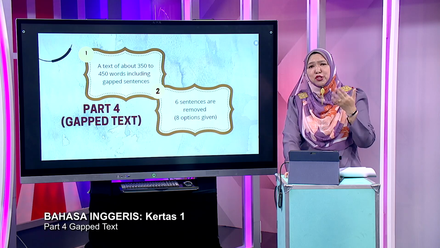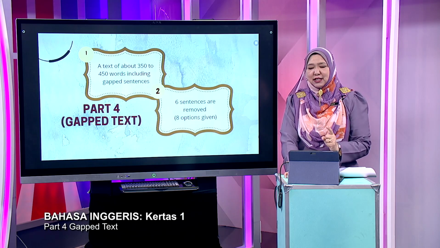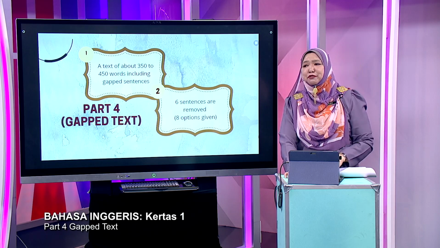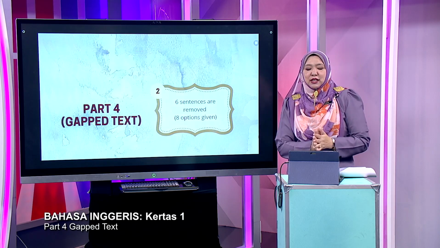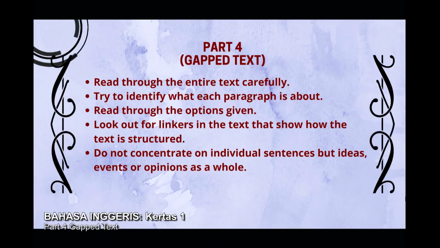So, how are you going to go about this part? I know this part is a new part for all of us, because before this, we don't have gap text in our previous format. So, what are we going to do? First of all, read through the entire text carefully. Make sure when you read, you understand. Next, try to identify what each paragraph is about, so that it is easier for you to go to the correct option.